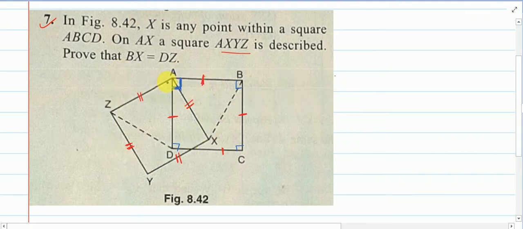AXYZ, this will be 90. But here you can see that this angle is common for both. Clear? Therefore this angle and this angle are going to be equal. So let us see.